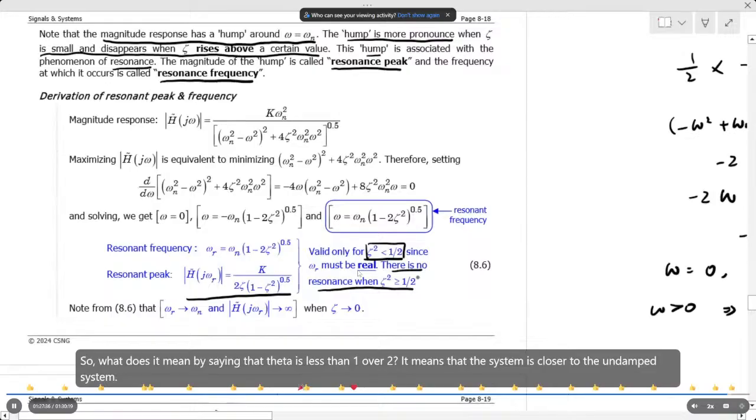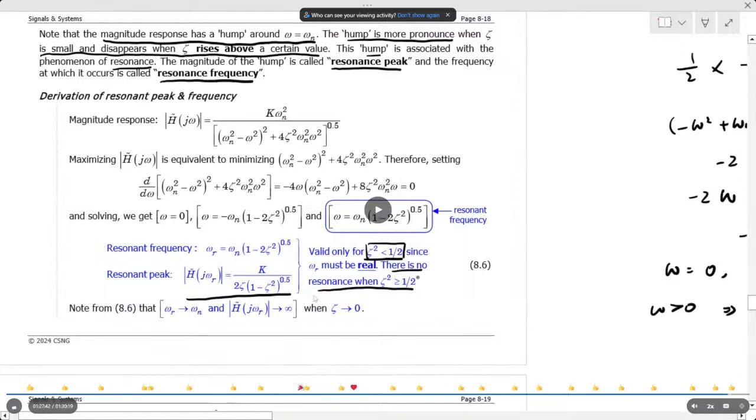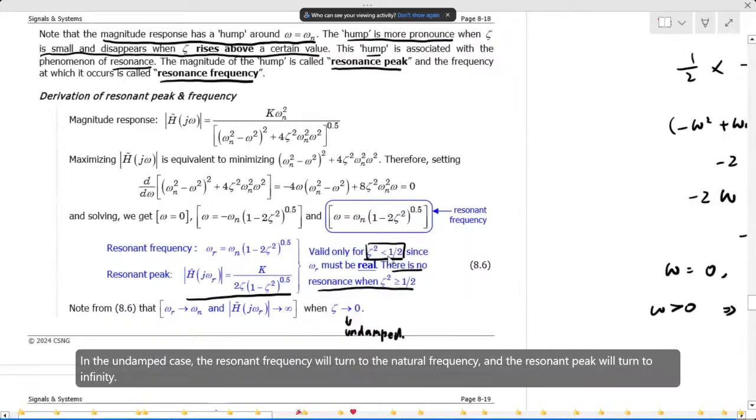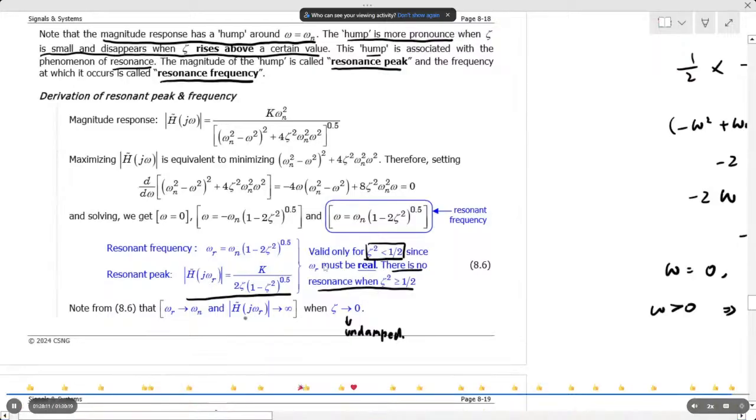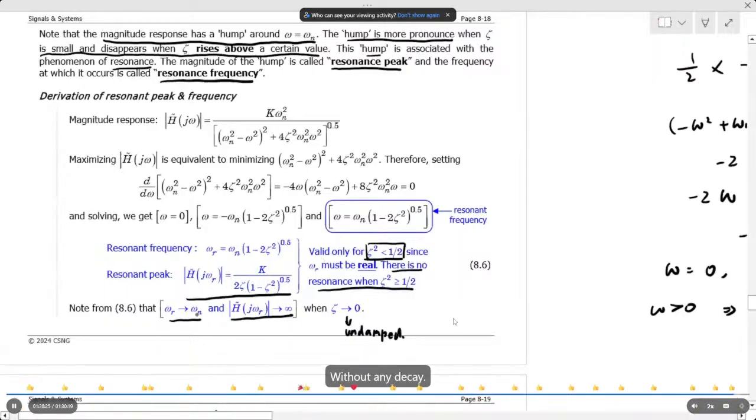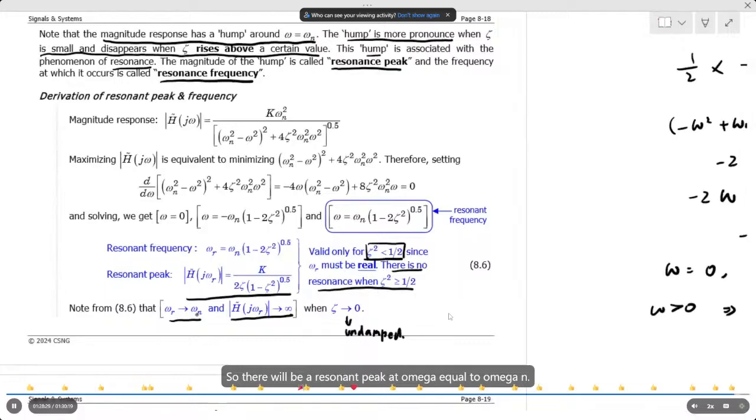So what does it mean by saying that theta is less than 1 over 2? It means that the system is closer to the undamped system. It is closer to the undamped system, then the resonance will happen. So when theta tends to 0, when theta is equal to 0, it means undamped, right? In the undamped case, the resonant frequency will tend to the natural frequency, and the resonant peak will tend to infinity. So for the undamped system, it means that the impulse response will oscillate all the way without any decay. So there will be a resonant peak at omega equal to omega n, and the resonant peak is equal to infinity.